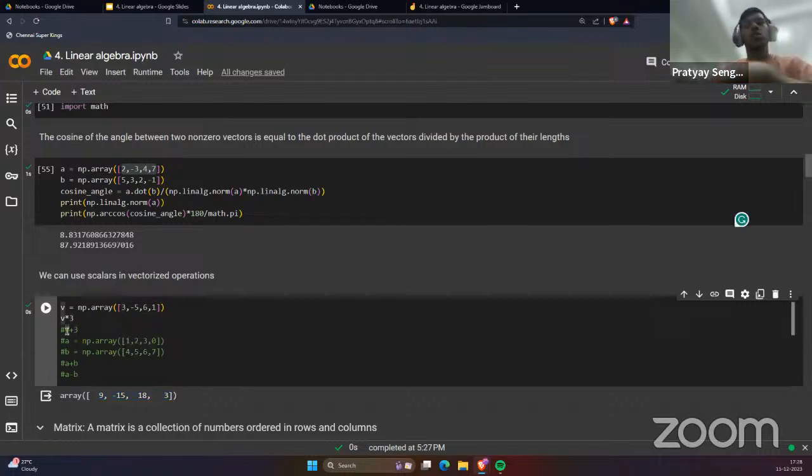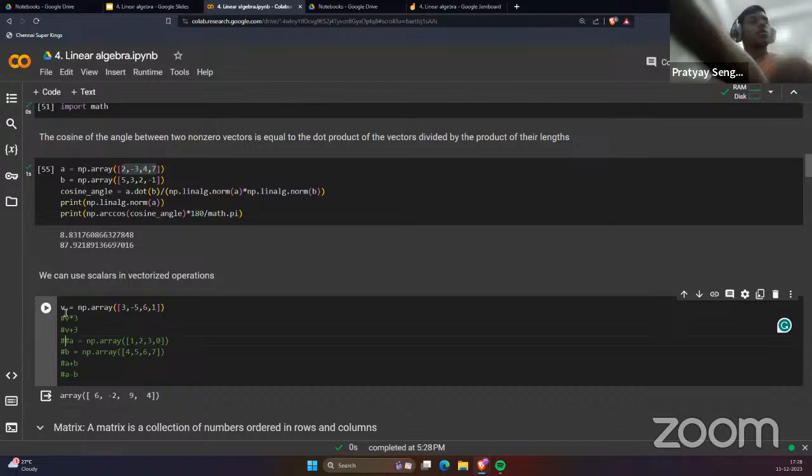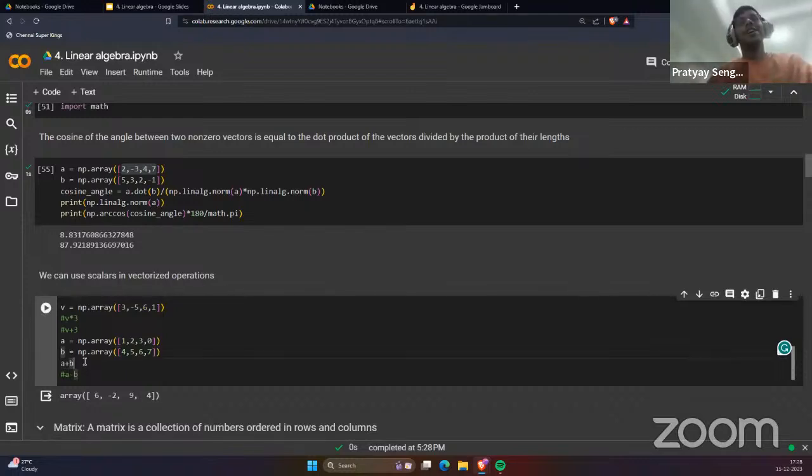And if you do v plus 3, it will add 3 to everything. So 3, minus 2, 9, and then 4. You can also do scalar addition. Just comment these things and uncomment these things. So if you have two arrays and you want to add them, just add them. You can see the new array is the addition of 1 and 4, 2 and 5, 3 and 6, and 0 and 7, so 7. Similarly, a minus b you can also do: minus 3, minus 3, minus 3, minus 7. So these are scalar functions that we performed on vectors.